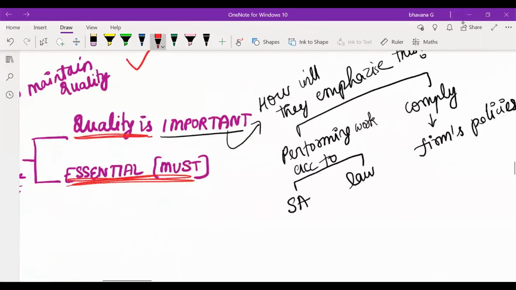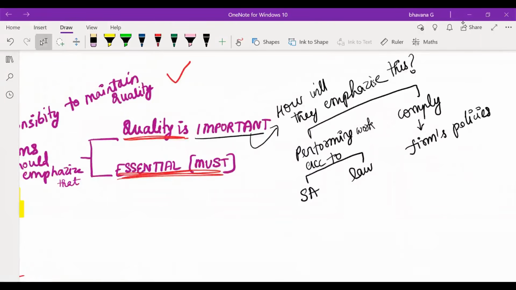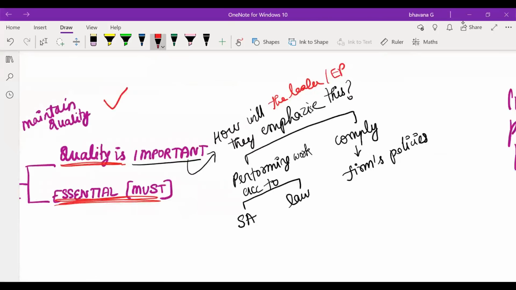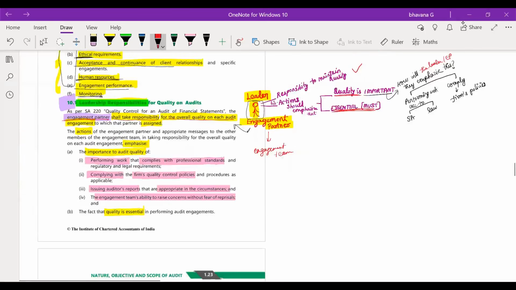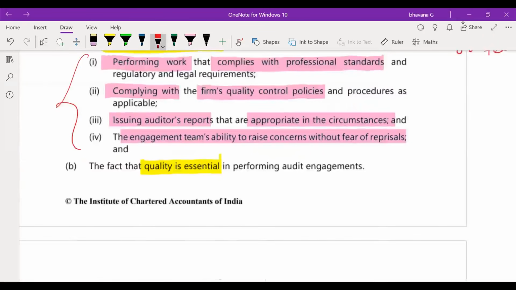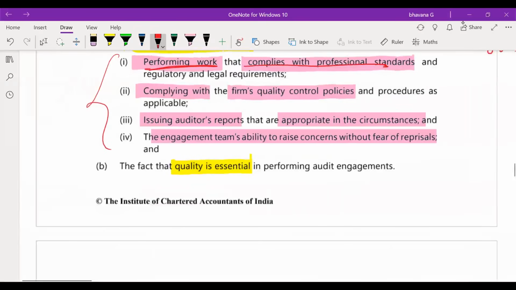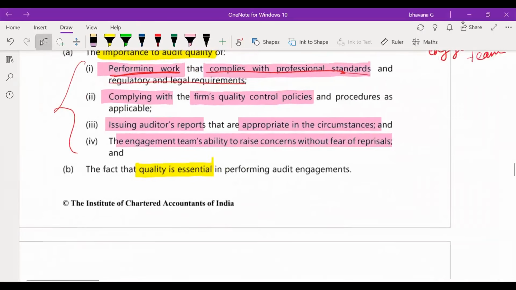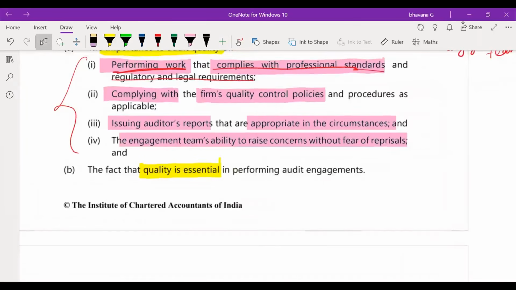So here we see that quality is important. How will the leader or the engagement partner emphasize that quality is important to him? How will he tell? How he will try to emphasize it is what they have given you in these 4 points. First, whenever he is performing the work, he will comply with all the professional standards and regulatory and legal requirements. That is one way of showing that for him, quality is very important.